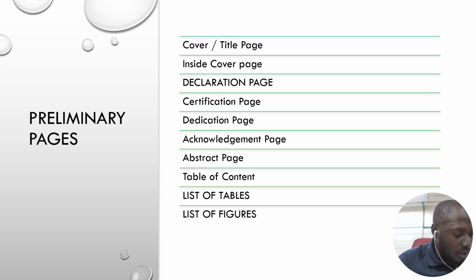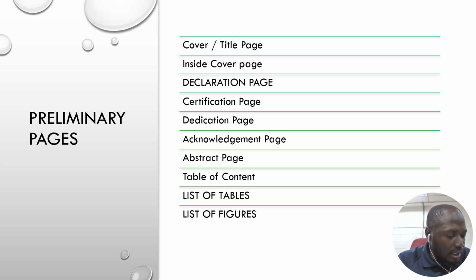So in the cover page, what you need to write is, one, the title of your project. The title should not be more than 22 words. For example, you want to write on knowledge, attitude, and perception of nurses towards documentation. So assuming this is the title, the word count shall not be more than 22 words.